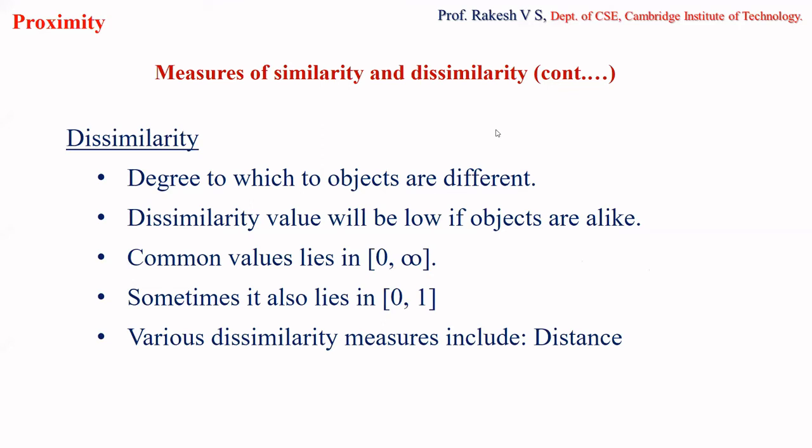And in distance, we have something called Euclidean distance. We have something called Hamming distance or Manhattan distance. And we have something called supremum distance. Three different distances we are going to learn: Euclidean distance, Manhattan distance, and supremum distance. I think you might have heard one or two of these in some other subjects also. Let's see what those are in coming classes.